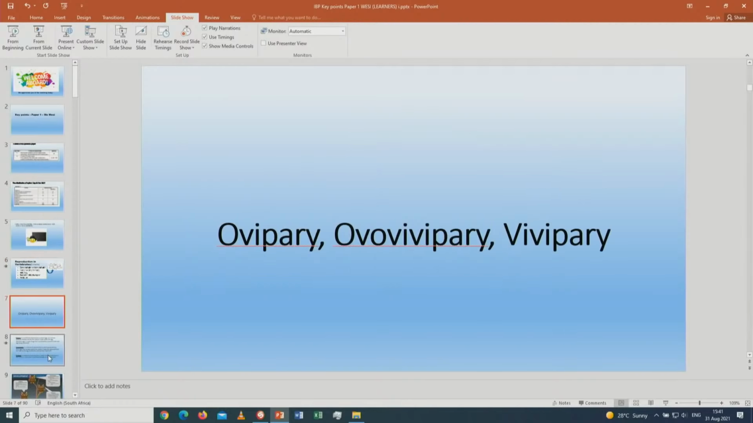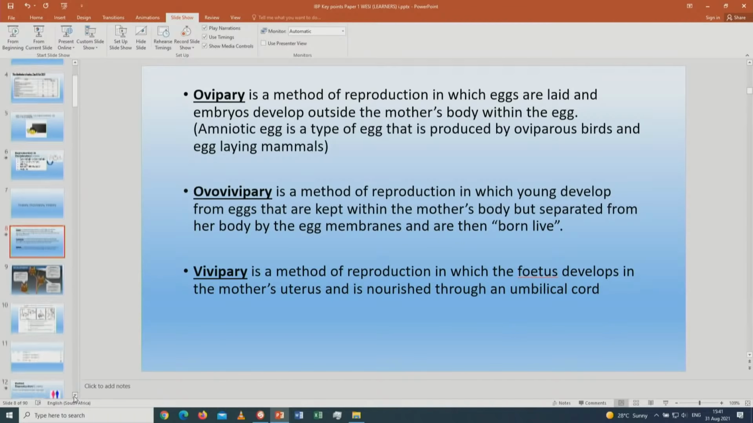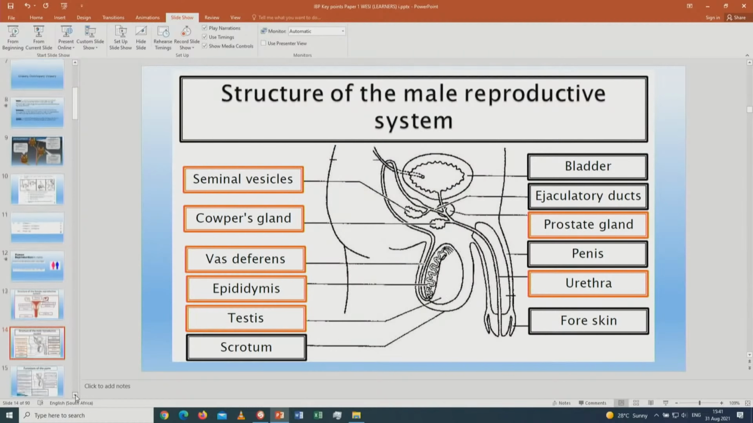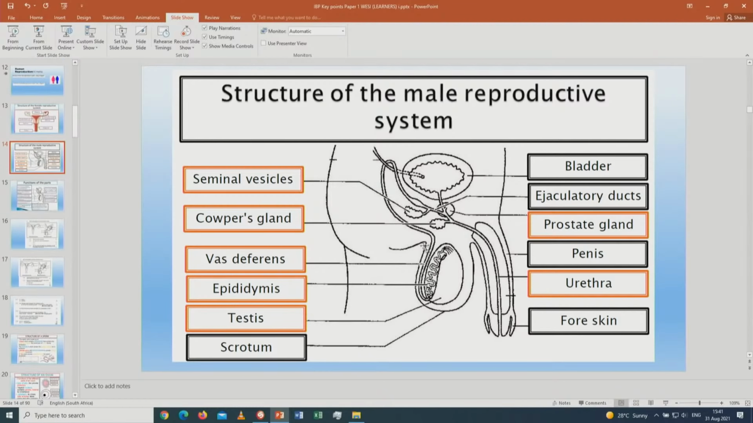And then again, we also talked about, under human reproduction, please remember, we have mentioned that you have to know the structure of the male and female reproductive system, together with all the parts which are stipulated on your examination guideline and the functions of those parts. And then another thing which is very important on the male reproductive system: make sure that you know all these parts together with their functions, not forgetting your glands. Please, you have to be able to identify the location of your glands together with the functions of these glands.